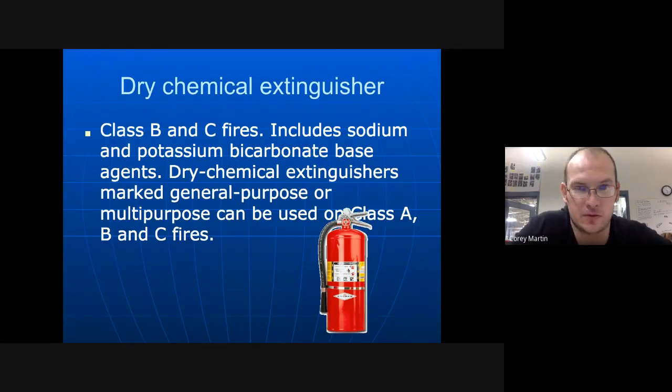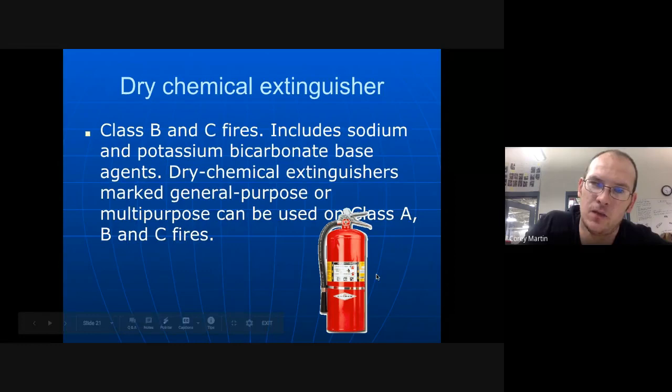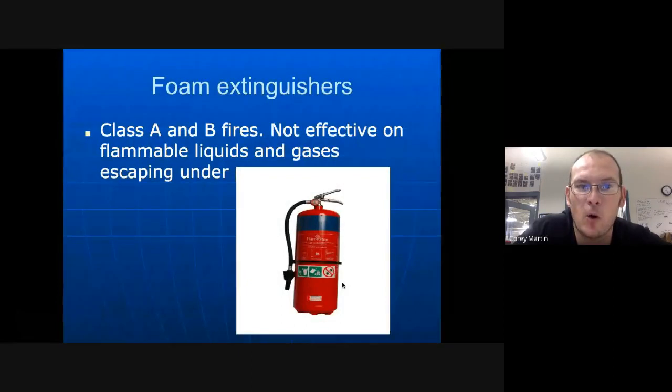Dry chemical extinguishers. These are things that you will typically find within a school building, in the auto shops especially. So Class B and C fires, includes a sodium and potassium bicarbonate base agent. So this is like a dry white powder. When you spray it out, it comes out almost as a mist. And when it dries, it leaves that white or yellowish film. These are referred to as general purpose. You can see, got that pictogram, none of them are crossed out. We've got foam extinguishers, Class A and B, not effective on flammable liquids and gases. So this would not be a good option for the auto shop.